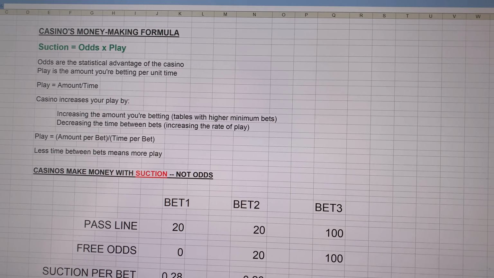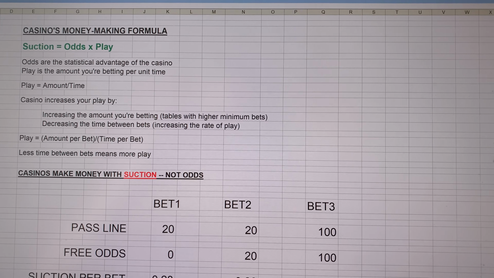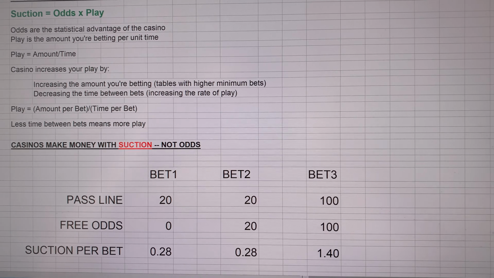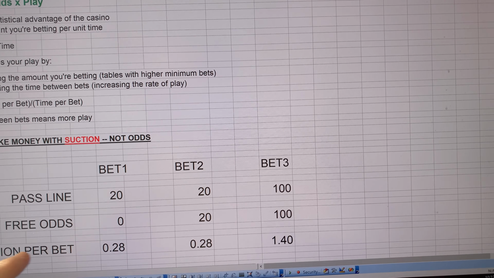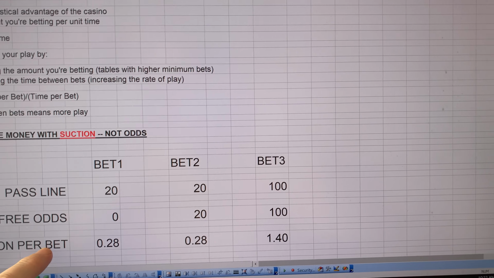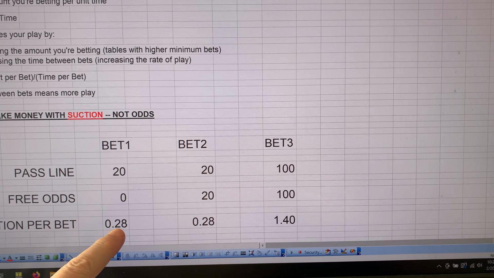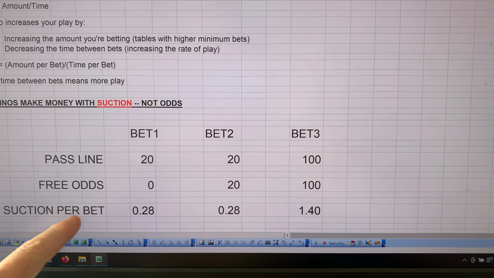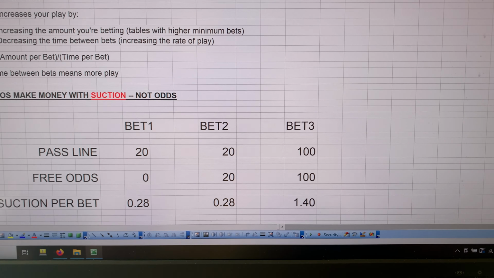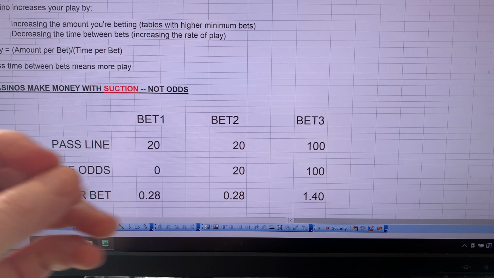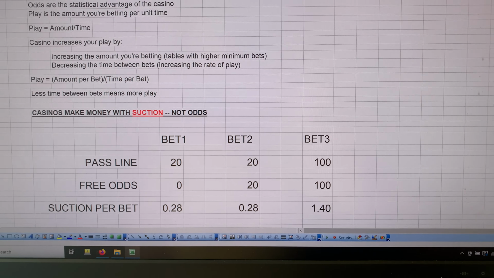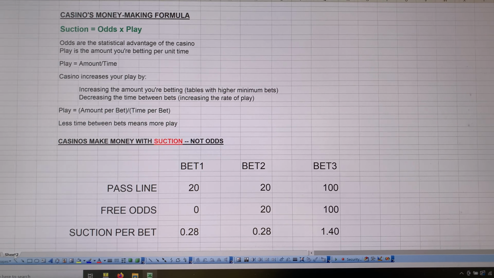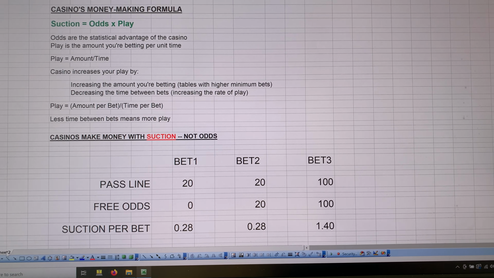So ways you can do that are by slowing down the rate of play. The worst is craps. Craps is the fastest game in town because the suction per bet, even though it's relatively low compared to other games, the rate of betting is very fast because it goes roll after roll after roll. So that's why they don't have craps tables at the poor people casinos. They might have one, but it's hard to get a game going.